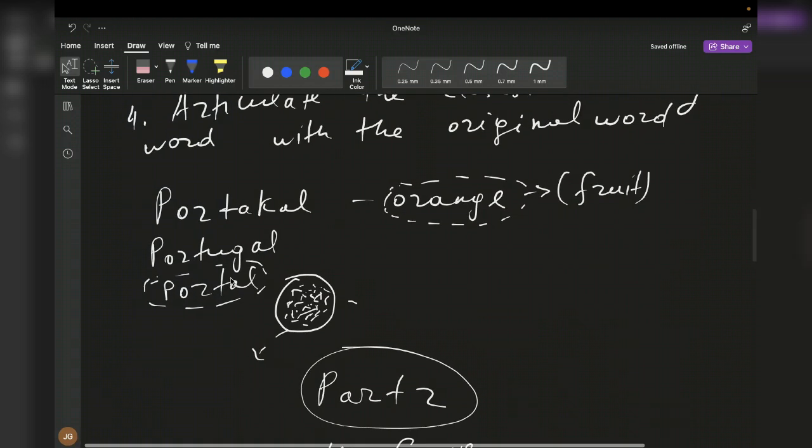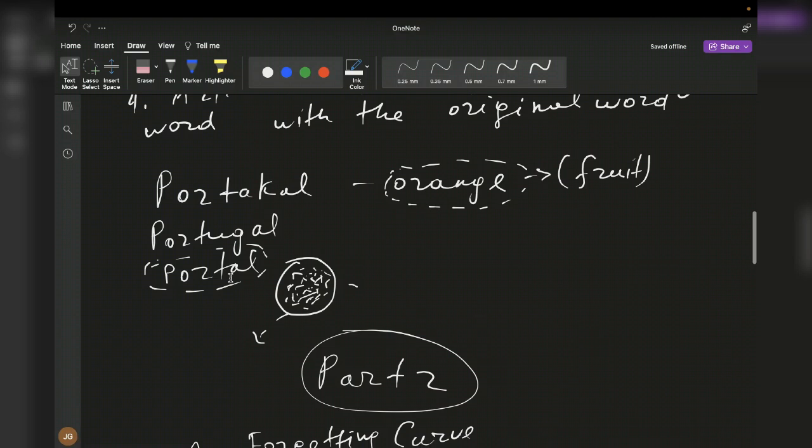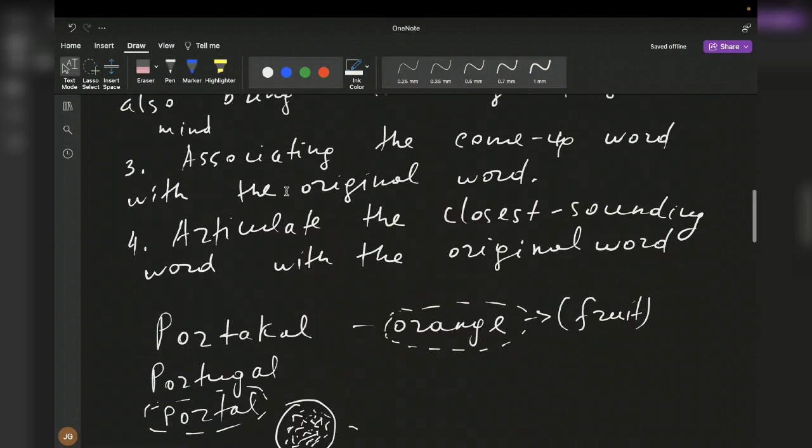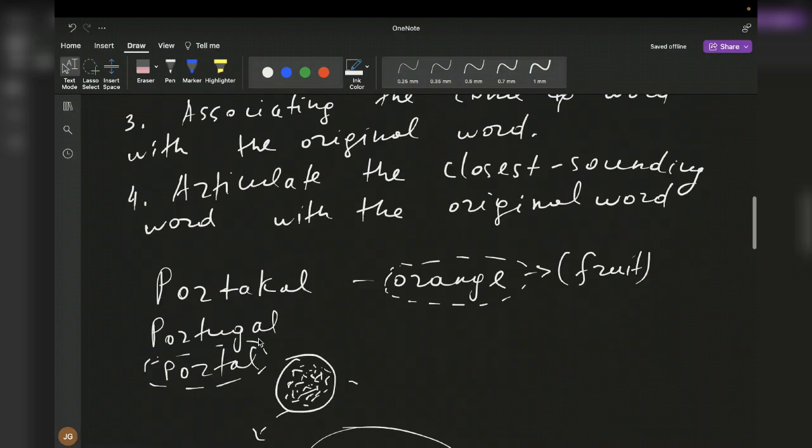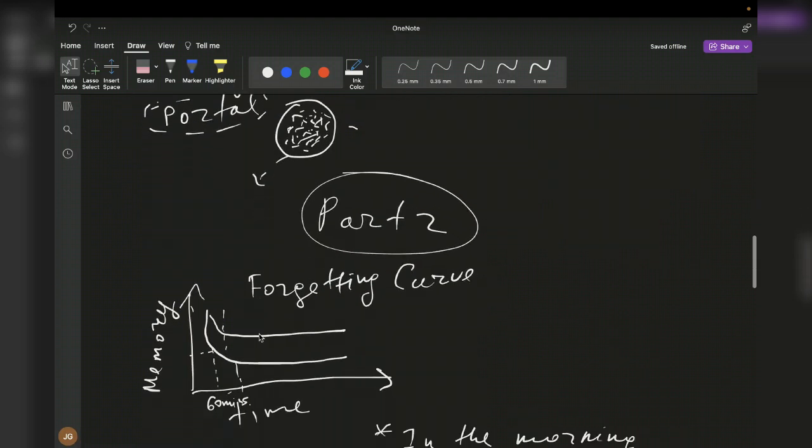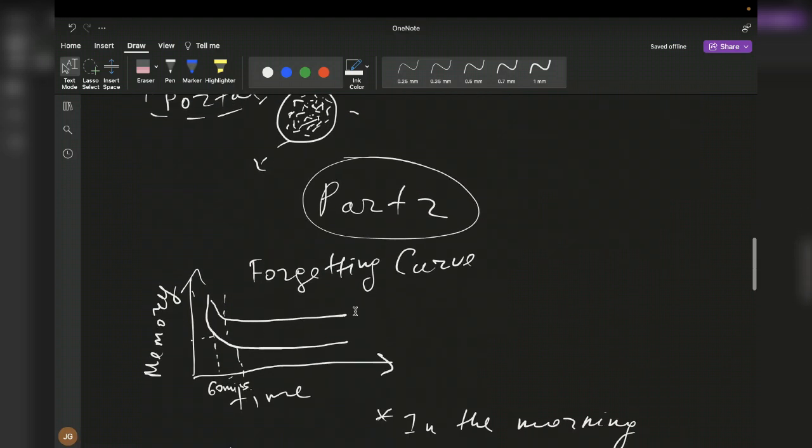So let's talk about part 2 of remembering words. Okay, you used mnemonics to remember words. What's part 2? Part 2 is basically remembering the words. After a certain amount of time, you will definitely forget some words you learned. And there was research done on human memory.